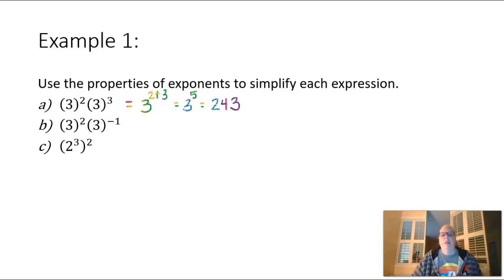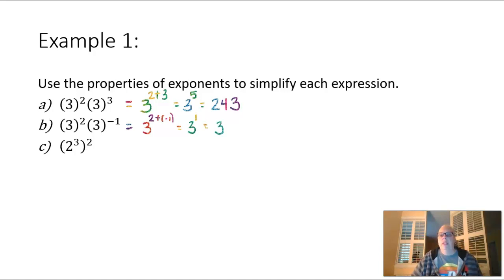For part B, we have 3 to the second power times 3 to the negative 1 power. This is the same property as in part A. We're supposed to add those exponents. So we're going to have 3 to the power of 2 plus negative 1, which is going to be 3 to the first power, which is just going to give me 3.